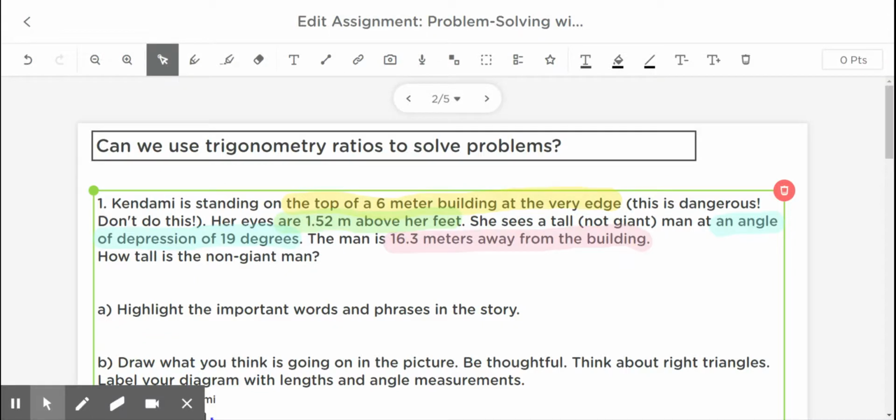Okay, and we are back. We're looking at how to solve this word problem having to do with trigonometry.